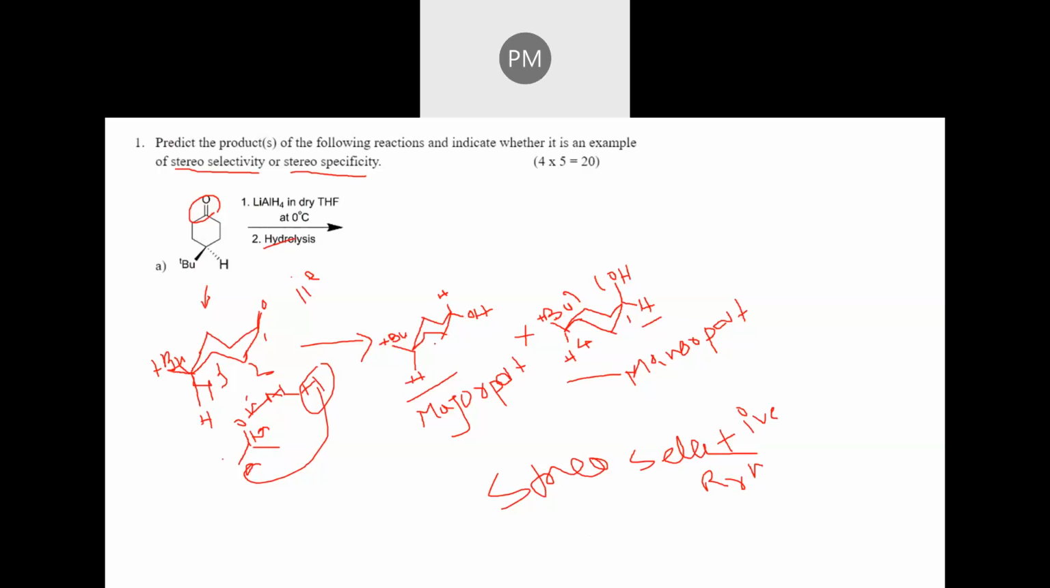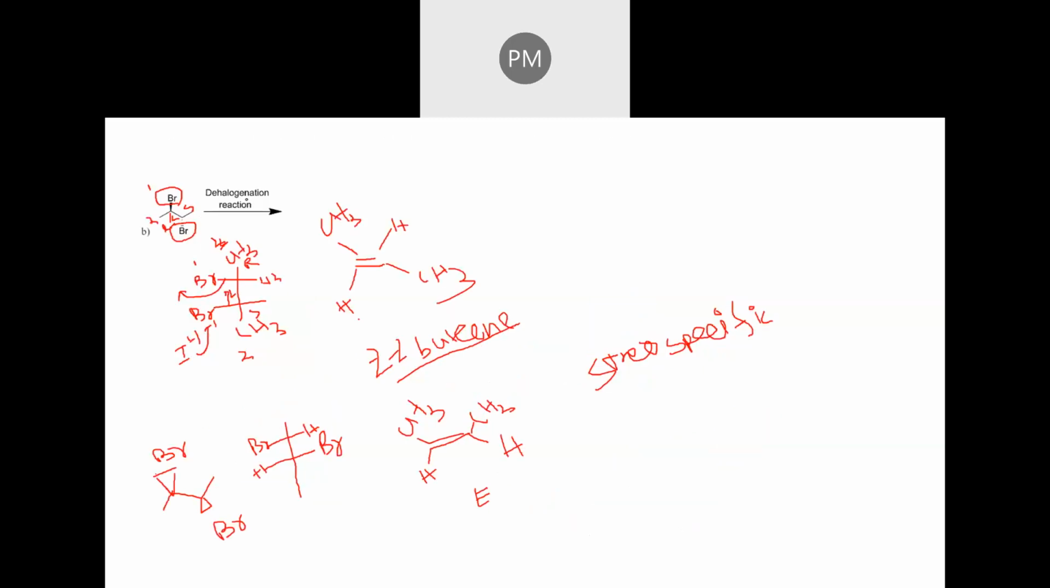So this will be our major product when that tert-butyl and OH are opposite, that is, one is below and one is above. So this will be our major product. And I also tell that a stereoselective reaction is one where we are getting multiple products. So here we are getting multiple products. So this reaction is a stereoselective reaction. I hope you understand. So now the next example.